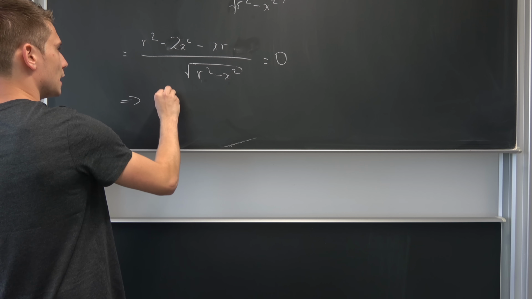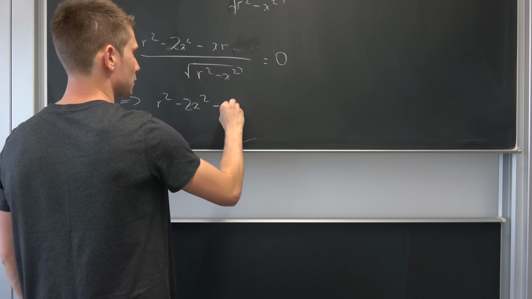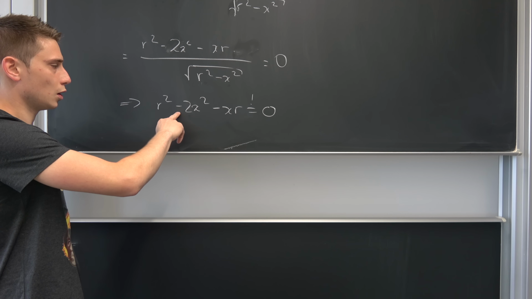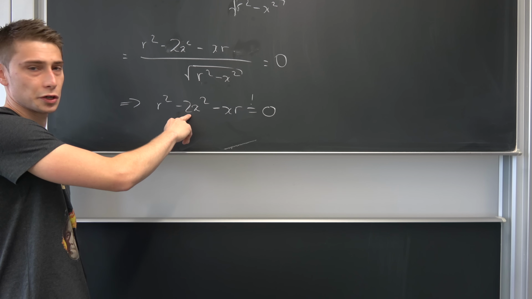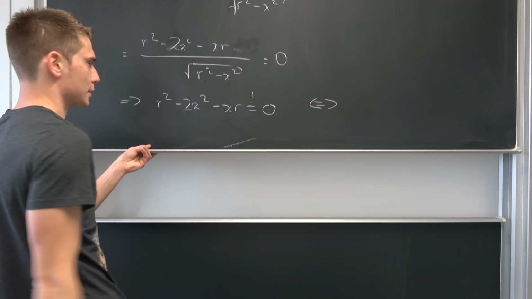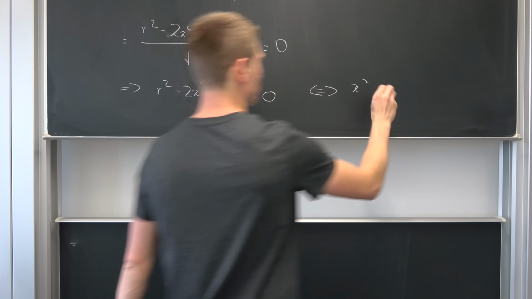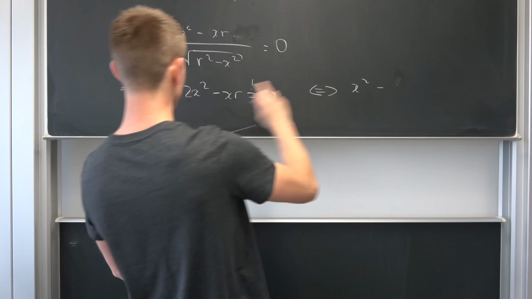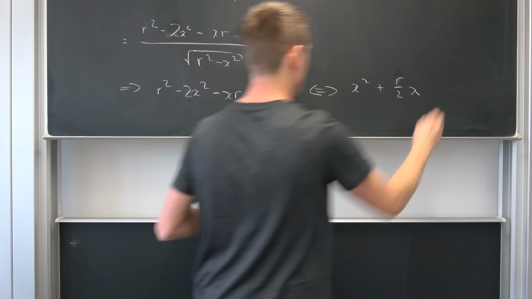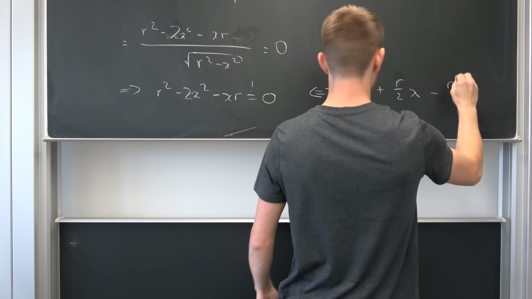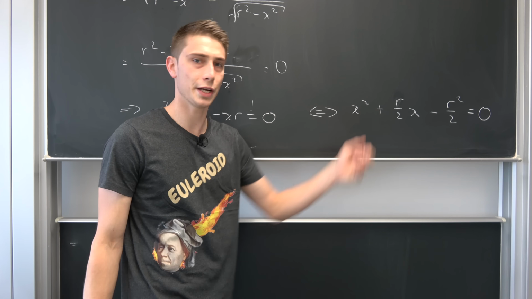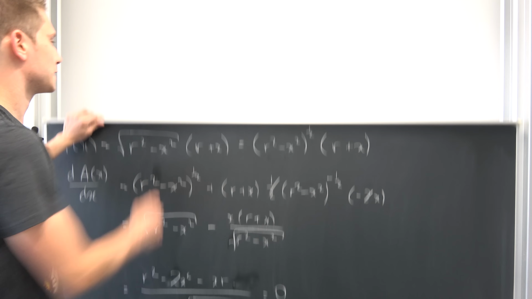So r squared negative 2x squared negative x times r must be equal to 0. Now we can multiply both sides by negative 1/2, you could say, to get rid of this 2 in front right here and this negative sign. So we end up with x squared minus, this term next, let's do it that way, so positive r over 2 times x, and then negative r squared over 2 must be equal to 0, and you see now we can just use the quadratic formula on this one right here. That's something we can do.